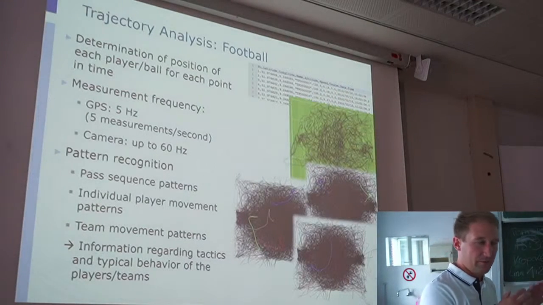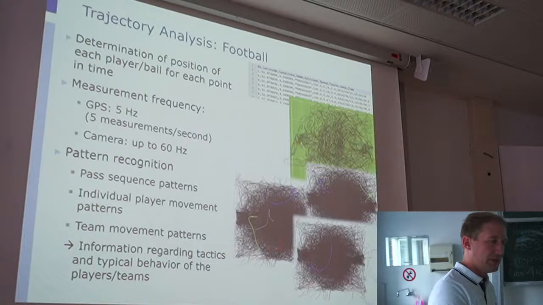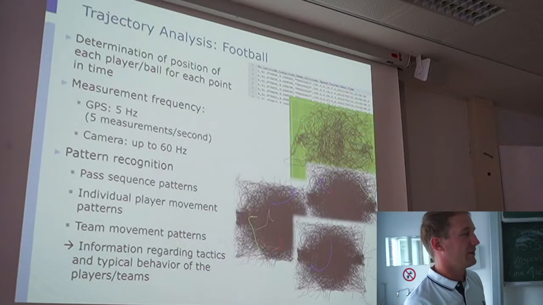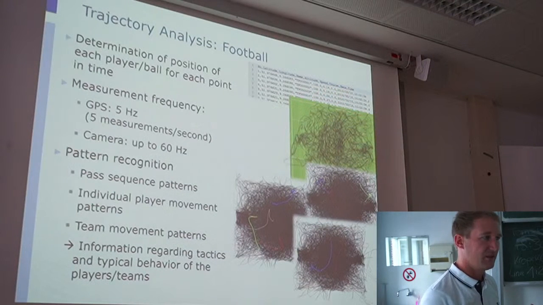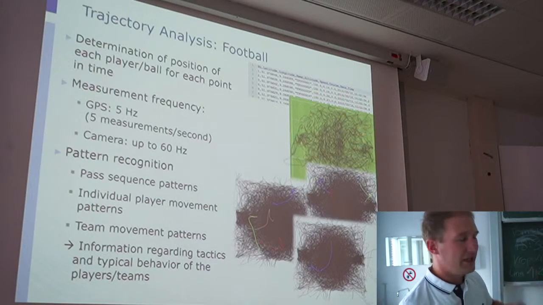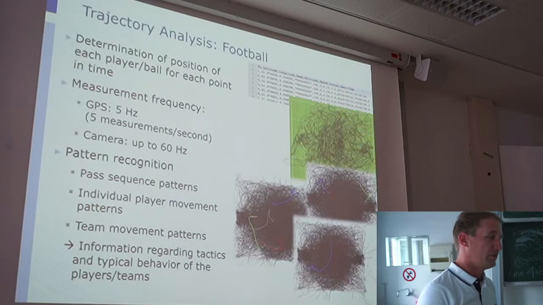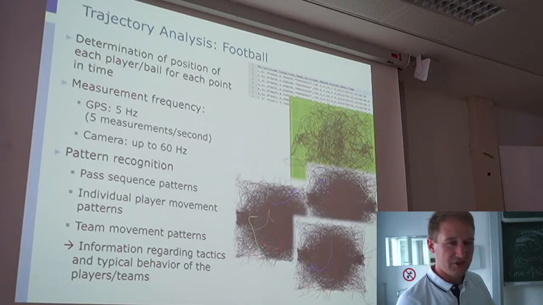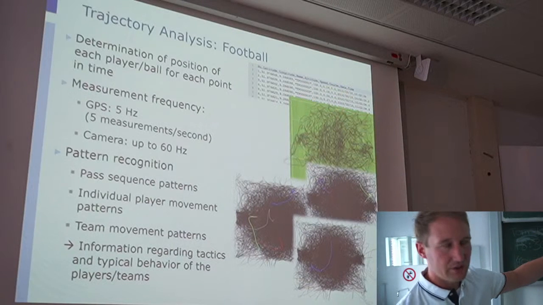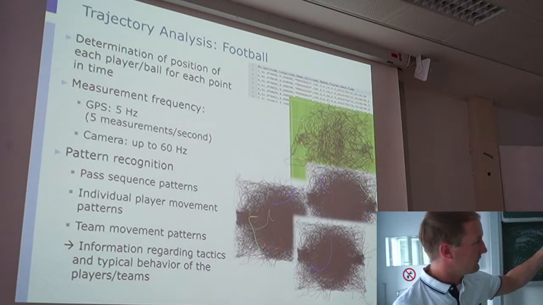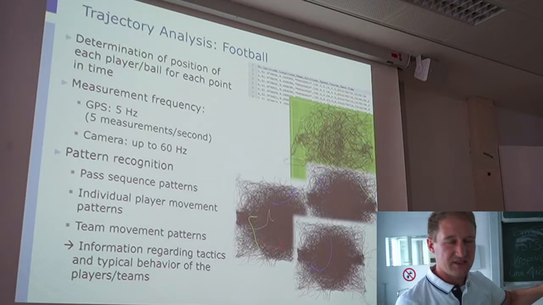And this is important because it's nice to know the distance of the player, but it's better to know where he wants to go next, right? So to predict movements, for example. If you know the patterns, so you know the typical behavior of a player in a certain situation, then you can predict it, right? And the question was how can we recognize those patterns in those kind of data?